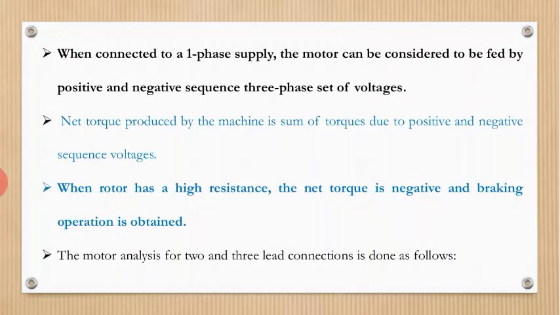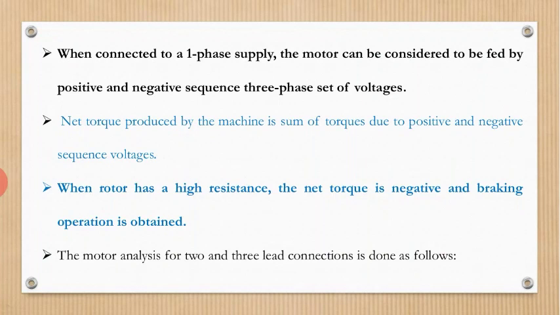When connected to a single phase supply, that is, out of the 3 phases we remove one phase, it is called single phase. The motor can be considered to be fed by positive and negative sequence 3 phase sets of voltages. The net torque produced by the machine is the sum of torques due to positive and negative sequence voltages. I have already discussed the positive and negative sequence torques and voltages in part 2.